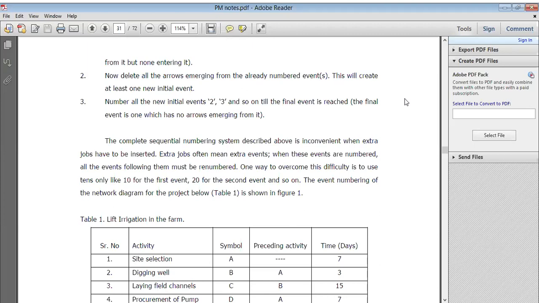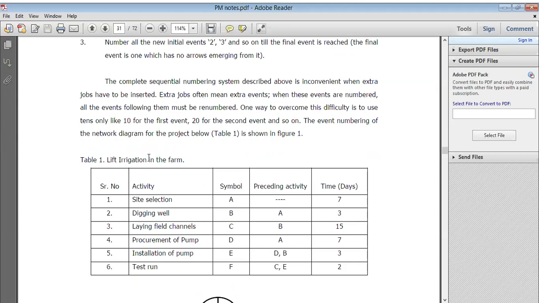So the complete sequential numbering system described above is inconvenient when extra jobs have to be inserted. If sometimes one is inserted, then you mention coding and complete it. So an extra job often means an extra event. When these events are numbered, all the events following them must be renumbered. So one way to overcome this difficulty is to use tens only, like 10 for the first event, and then you start that particular event, right? So 20 for the second event and so on.